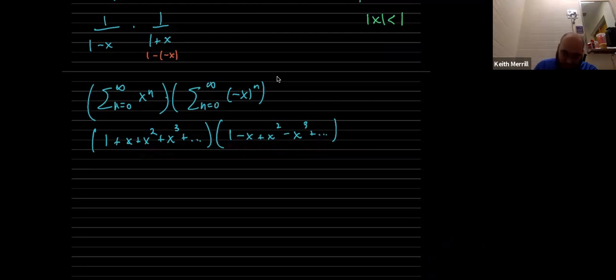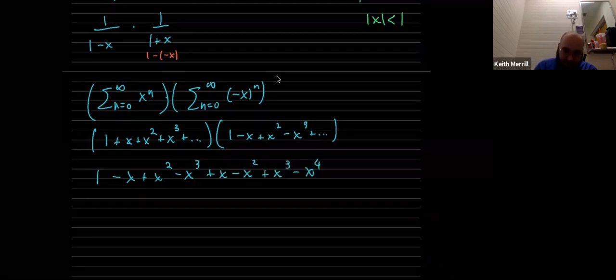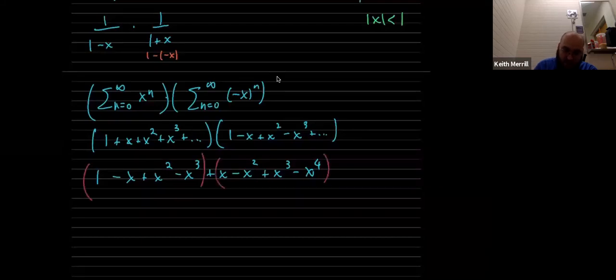It'll go quickly. So we get 1 minus x plus x squared minus x cubed plus x minus x squared plus x cubed minus x to the 4th. Now we're moving on to the x squared terms. I'll group the terms so you understand these are all the terms that correspond to 1. These are all the terms that correspond to x. So we keep going. Plus, these are the x squared terms. So x squared minus x cubed plus x to the 4th minus x to the 5th. These are all the x squared terms.